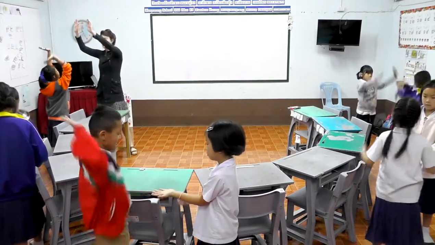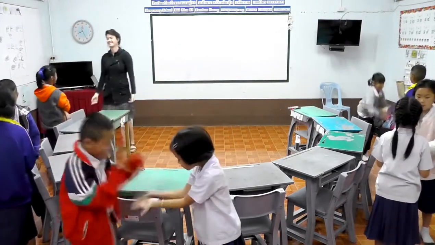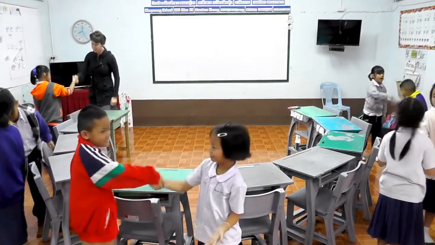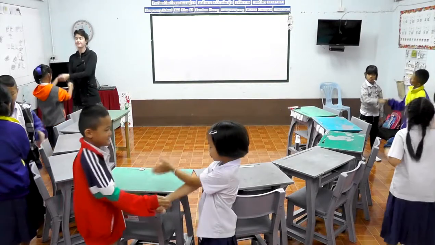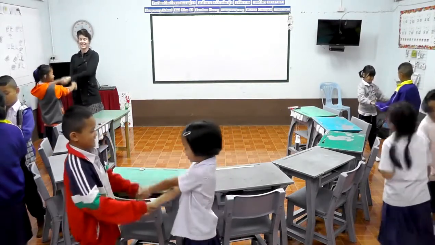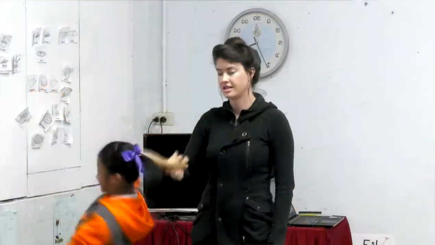2 high fives up top. 2 high fives down low. Very nice. Okay, shake hands with your neighbor. Shake 2 hands with your neighbor. Okay, shake 1 hand with your neighbor and get ready to spin.